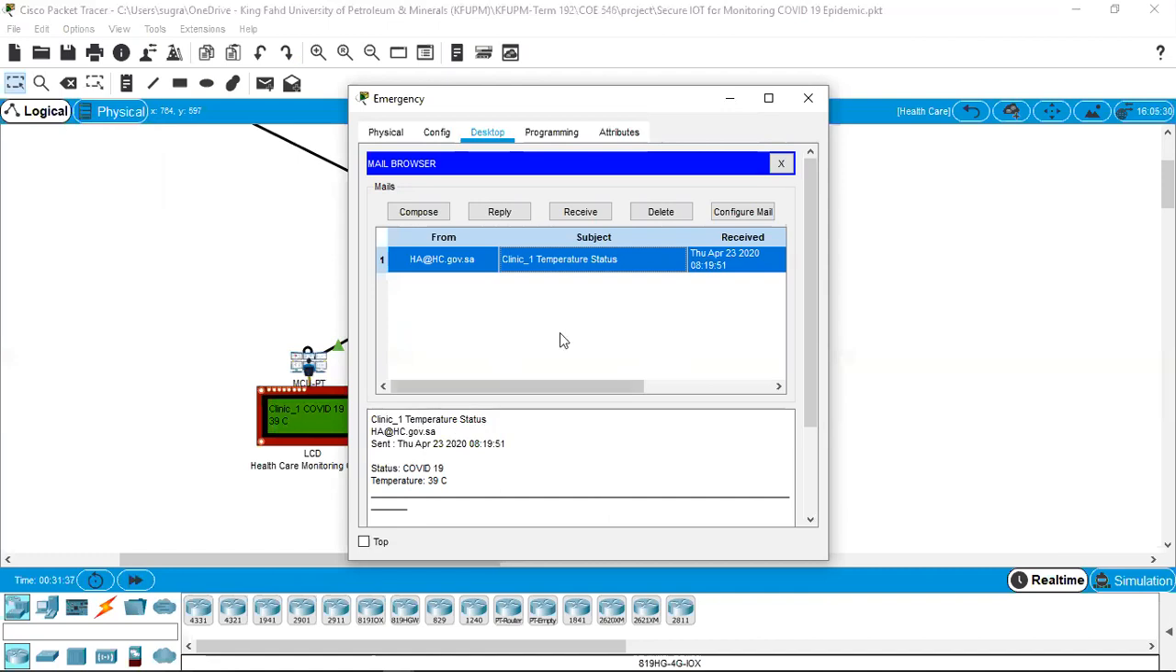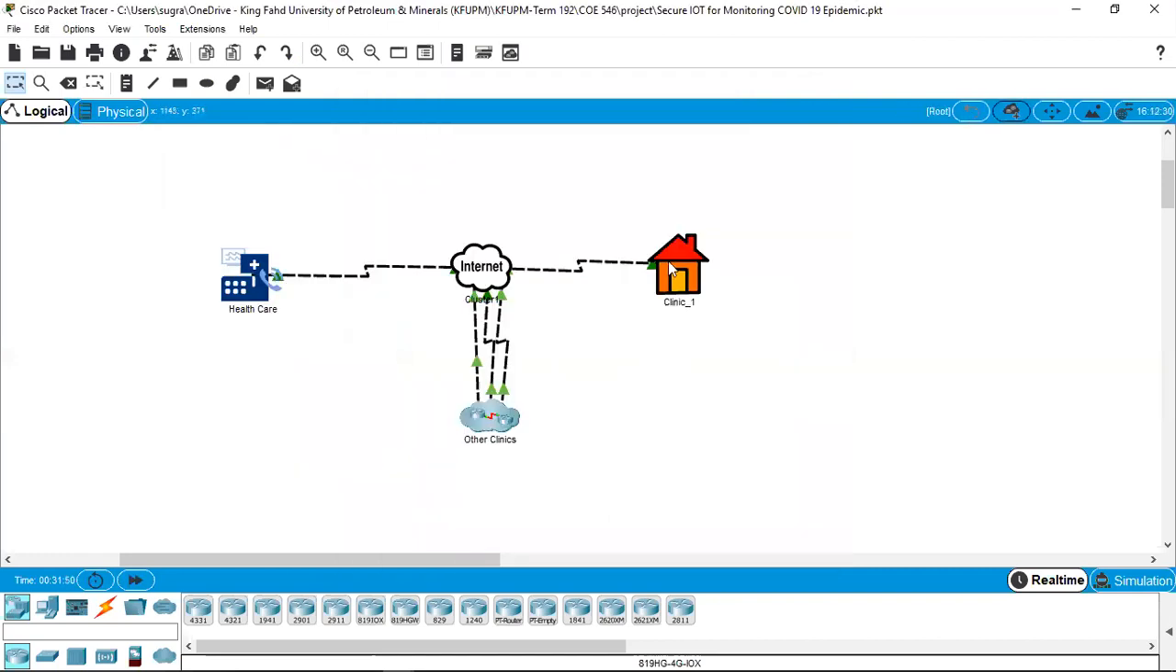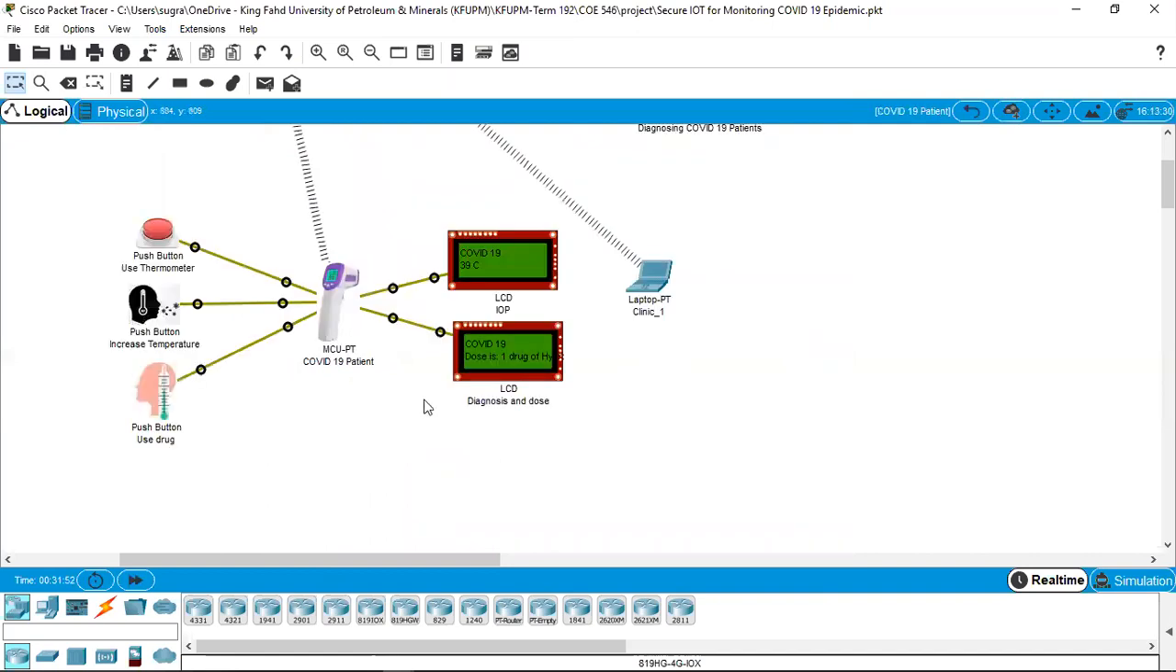So here the emergency section will dispatch an ambulance to bring the patient from clinic 1 to the healthcare center. If you go back here, the clinic will always receive a notification that the emergency ambulance is coming if there is any emergency case.